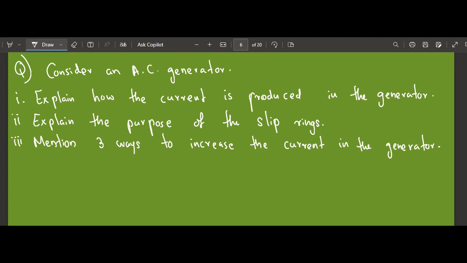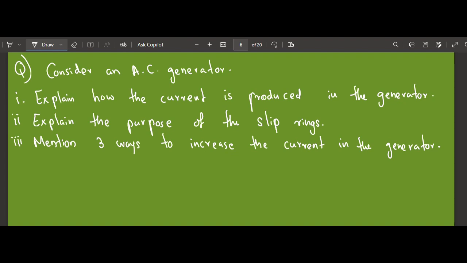Yeah, I think that's enough. Time. Right, so what can we say? The first thing: explain how the current is produced in the generator. Now this is what you should write, the shortest answer.